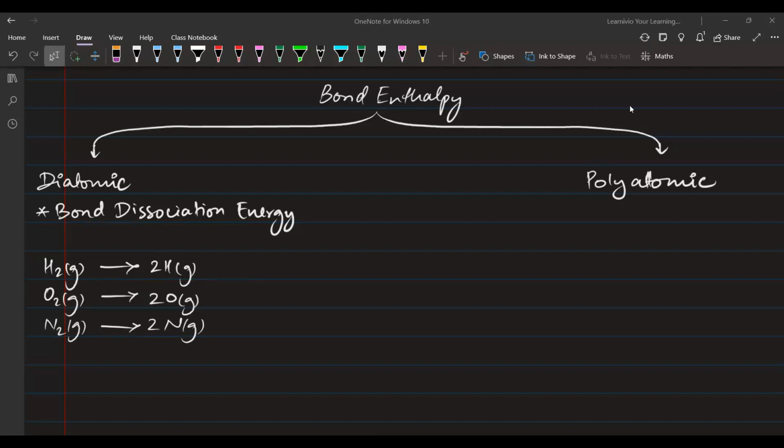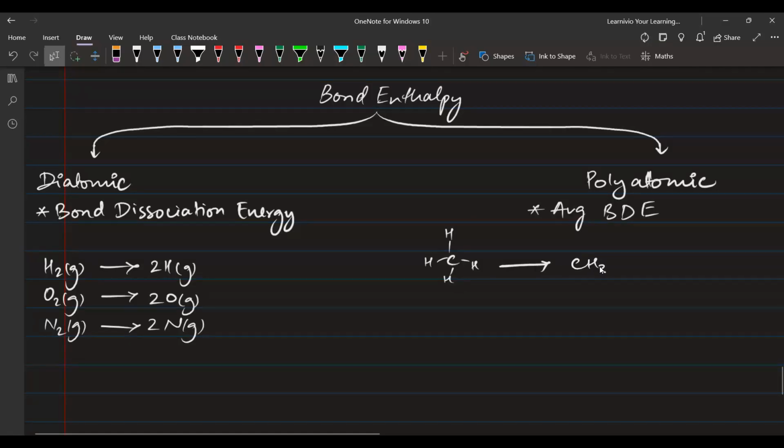But in polyatomic, what do we take? We take the average bond dissociation energy. So, for example, if I have CH4, then the carbon has 4 hydrogen atoms. Hydrogen, hydrogen, hydrogen, hydrogen. Now, when you break one of the hydrogen atoms, you will get CH3 and hydrogen. Let us suppose this particular reaction took delta H1. Similarly, from CH3 you will break one more hydrogen atom. This will give you CH2 plus H. This will be delta H2.